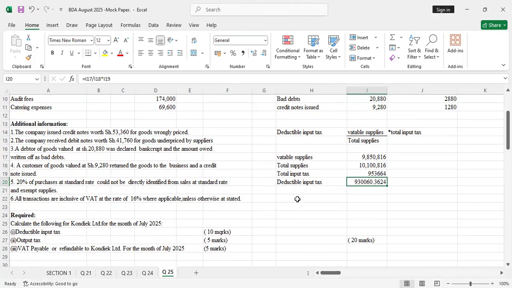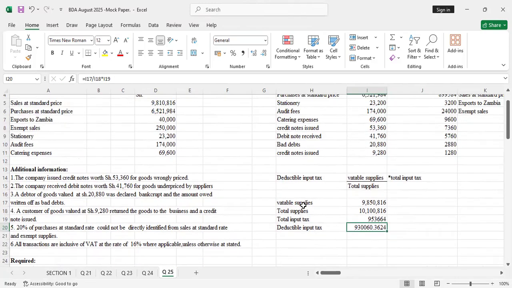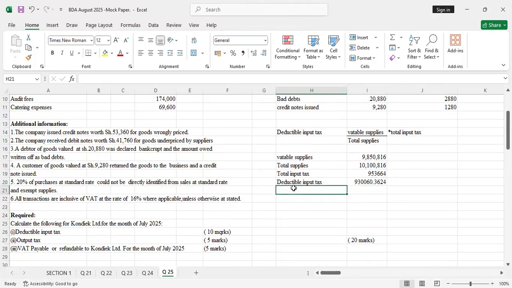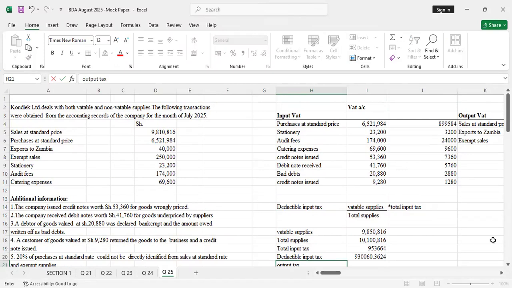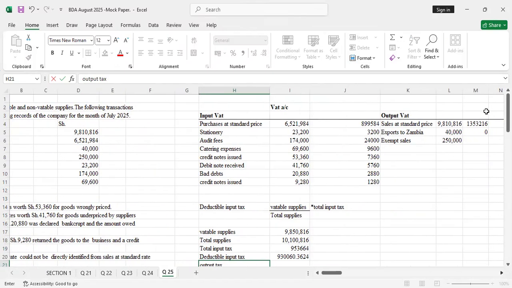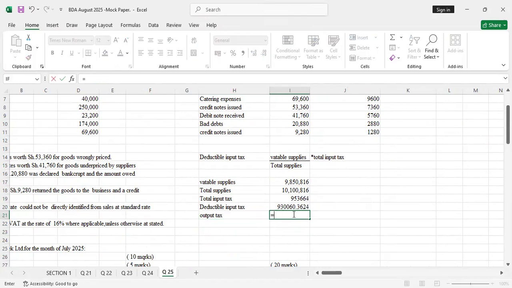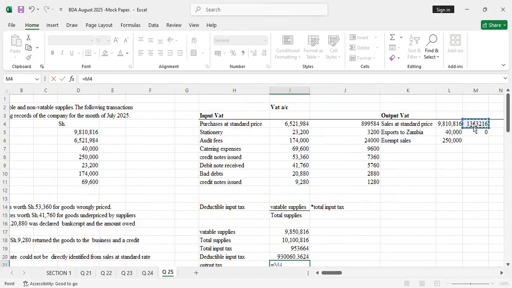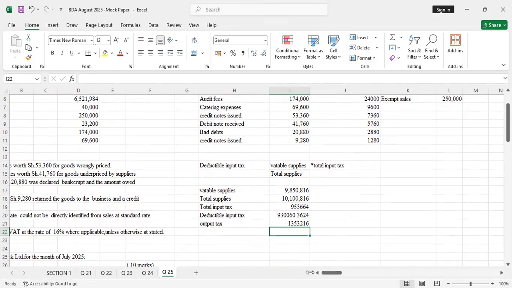So they're asking about the output tax. What will be our output tax? Simple, because you already have the statement. We just sum the tax here. I can see if you add this to 0 for exempted, we'll only have this. So our output tax will be that. So you have just answered that question.